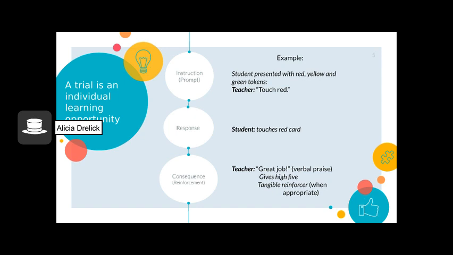Here is an example of an individual trial, which is known as an individual learning opportunity. First, a child is provided with an instruction. In this example, they're presented with various tokens with the SD touch red. The student responds by touching the red card. This is the response, followed by the consequence, which is the reinforcement. Great job! Student gets a high five and a tangible reinforcer when appropriate for the student. These consequences are individualized based on the student's needs.